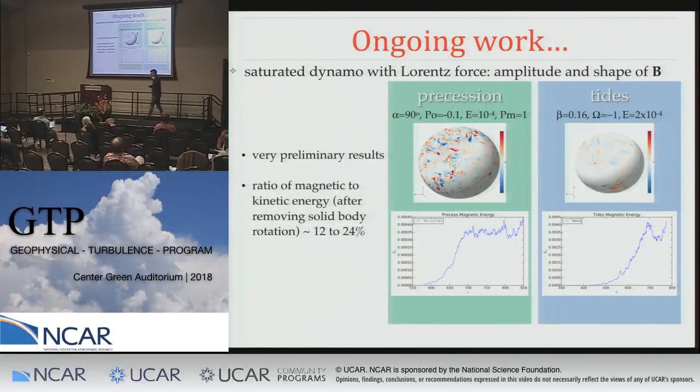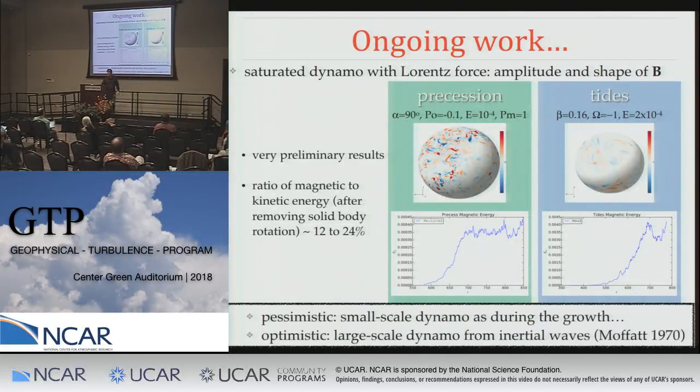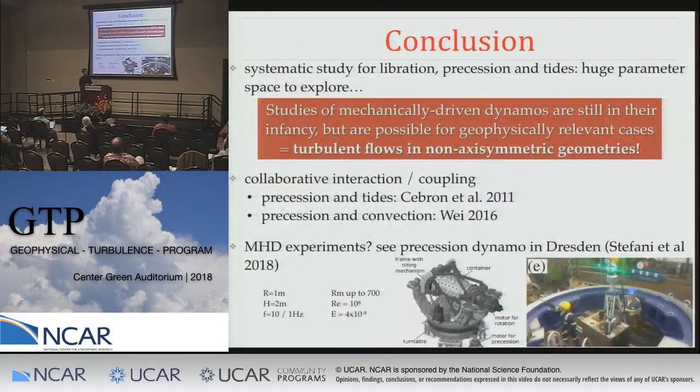But again, it's only one case for now, and so the pessimistic view is all the dynamos will be like that, but the optimistic view is from a paper of Moffatt in the 70s, who looked at the dynamo generated by small-scale inertial waves, and he gets, in some cases, a large-scale flow from small-scale inertial wave turbulence. So my key point is that we have a huge parameter space to explore. Up to now, there have been only 10 papers about this subject, so anyone who wants to start working on this, I would be more than happy to share the work.